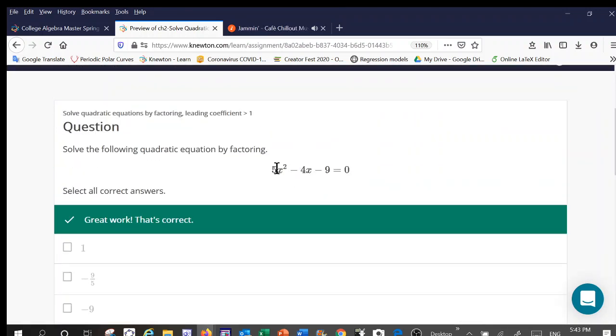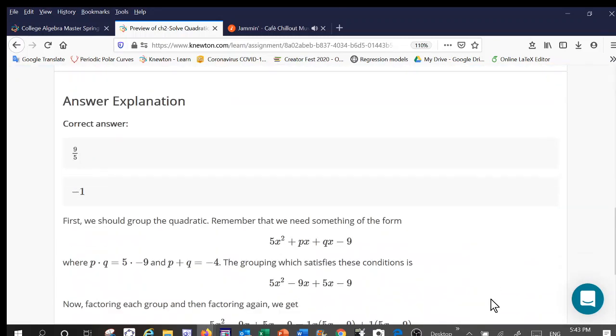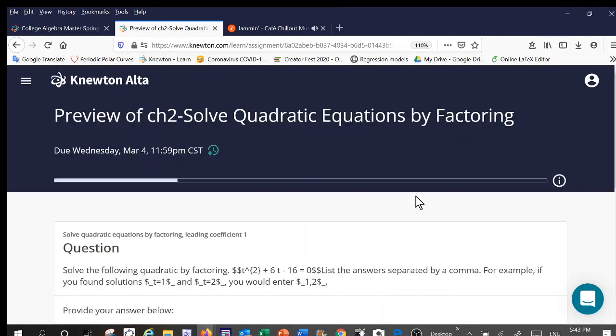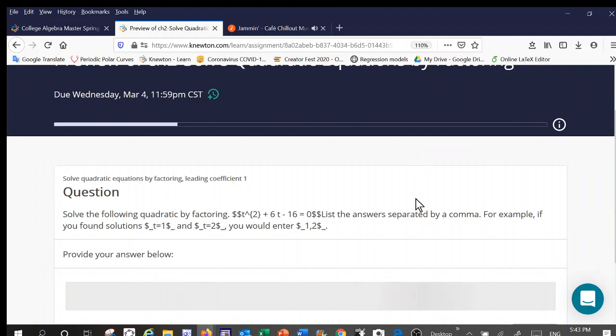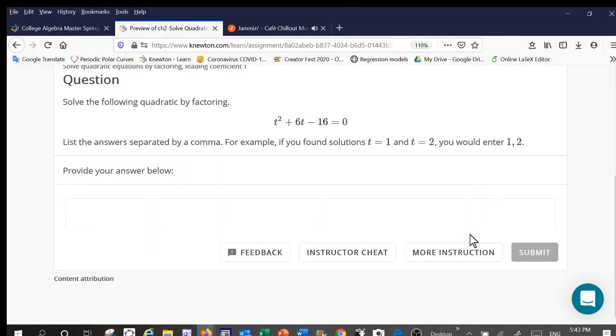If this number is 1, then it's even easier, because 1 times this number would be a smaller number. And in fact, you don't have to break the middle term into two terms anymore. You can just directly do it. So let's do another one of these. In this case, for example, that's 1, so that's easy to do.